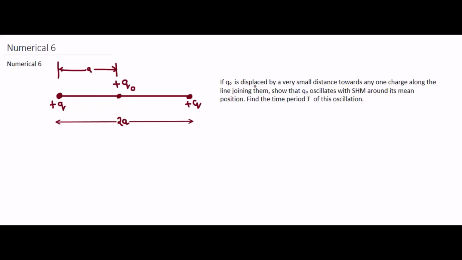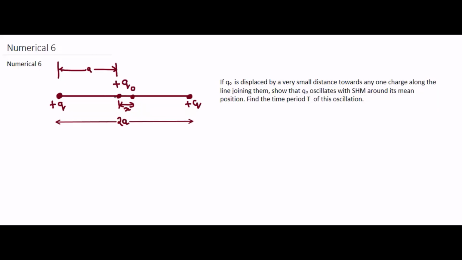Now the question is, if Q0 is displaced by a very small distance towards any one of the charges along the line joining them, show that Q0 oscillates with simple harmonic motion around its mean position and also find the time period of this oscillation. This is its equilibrium position right now. If it is displaced from this equilibrium position, let us say we move it by a very small distance x over here. We apply a force and move it over here and then we release it. Then this will start oscillating around this mean position back and forth.